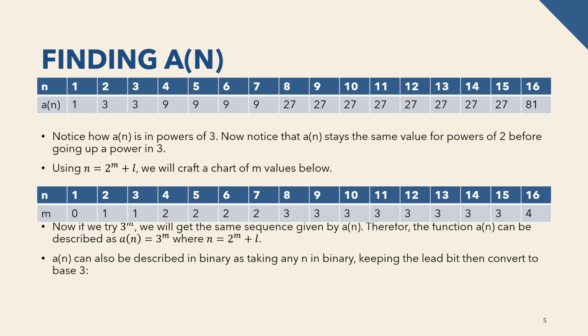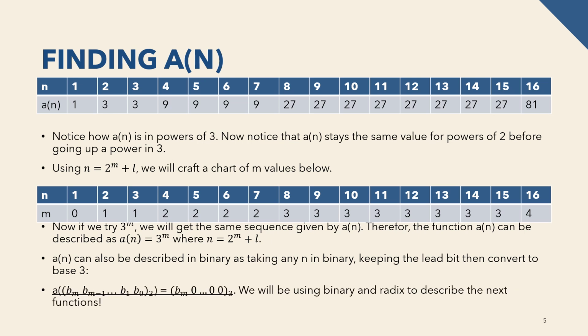Now, the way we're going to do it is if you turn n into binary, and then you turn a of n into ternary values, you'll actually notice that we're taking the binary number n and we're just keeping the lead bit and wiping the rest into zeros and then converting it into base 3. And this will give you the sequence a of n. So this is what we are going to use.